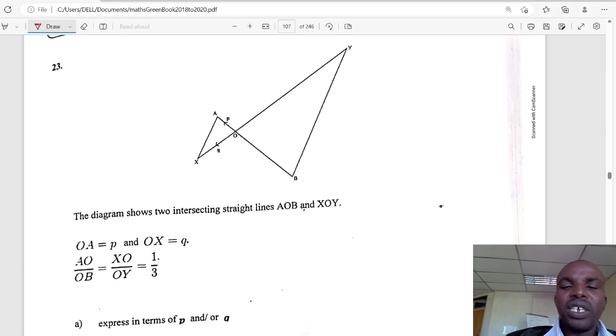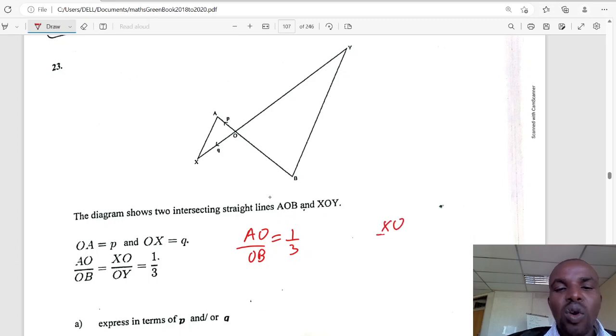this one similarity. They said the diagram shows two intersecting straight lines, AOB and XOY. Then they said OA is P is given, and OX is Q is given. Then AO over OB is equal to XO over OY, which is equal to 1 over 3. This is the same as AO over OB is equal to 1 over 3. It's also the same as XO over OY is 1 over 3. Take note of that part, right? Take note of that part.